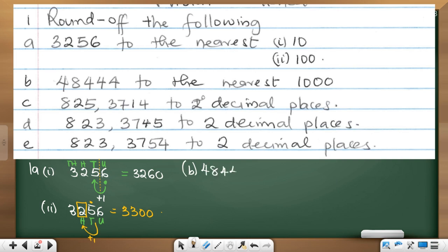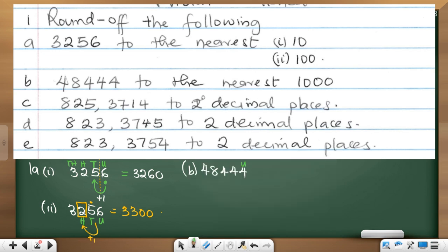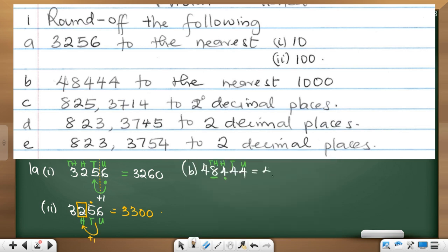48444 to the nearest thousands. What do we have? Units, tens, hundreds, all right, thousands. So this is my focus. Look at the number next to it. It's 4. So 4 and anything below 4 will not be changed to 1. So my answer becomes 48,000. Remember, if it is greater than 4, that is 5 and above, then we would change. Let's look at C.